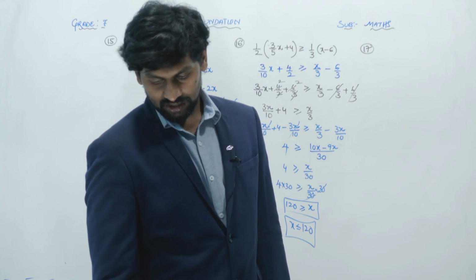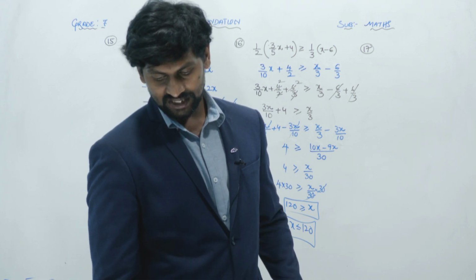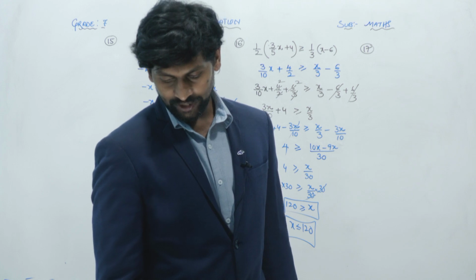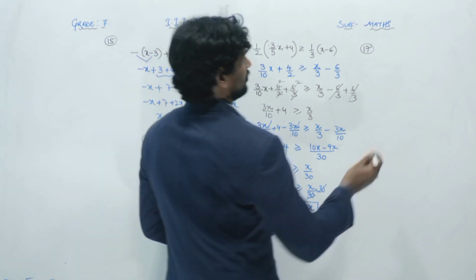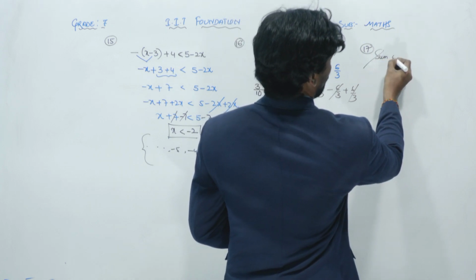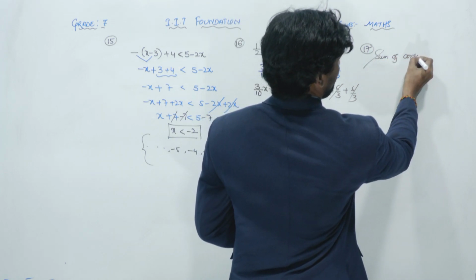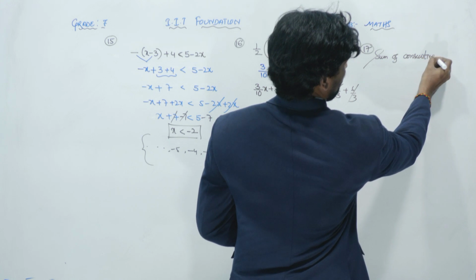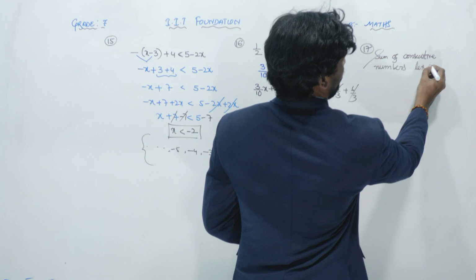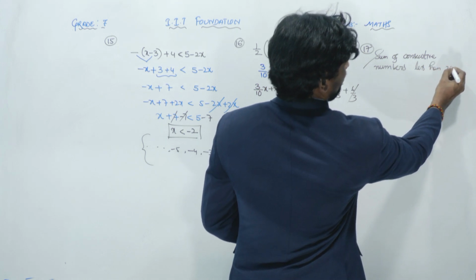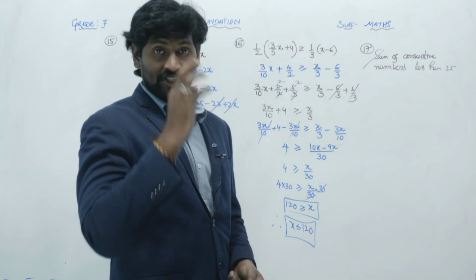Okay, so let us move on to the options. Less than 25, yes. While you go through the options, what is the question asking? The sum of two numbers, or the sum of consecutive numbers, less than 25. So I am just going through the options one by one.